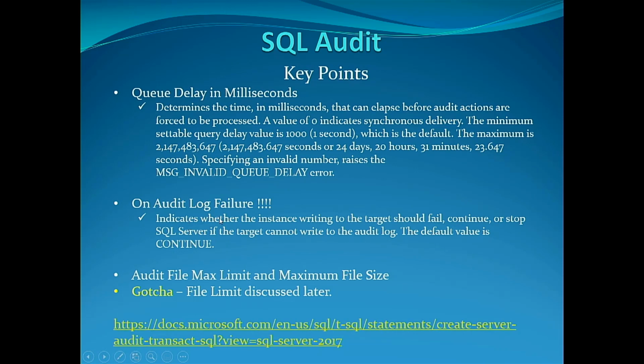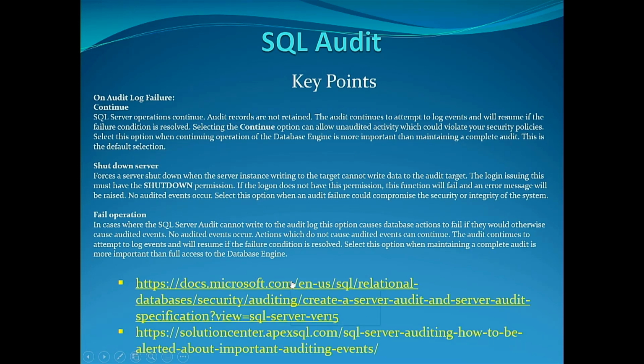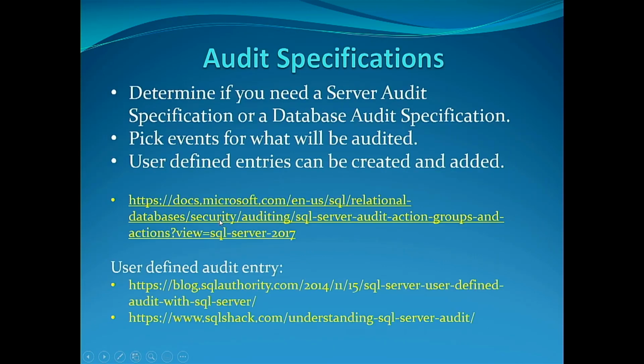On audit log failure, the most popular is continue, and just make sure you have your file max sets correctly. If you just set maximum file size as 4 and you didn't say rollover, it just stops. It just quits. I don't know why anybody would do that. But there is a gotcha on the file limit, and we're going to talk about that in just a moment. But this is the continue and the shutdown and some links about this.